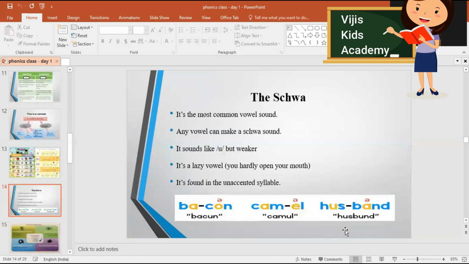It just says some other vowel name. It makes some difference. When we are giving the sound, it will be weaker. We just open the mouth, but the sound will be different. The word lemon, camel, husband, like this we have lots of words. When we are reading the word, the schwa sound actually plays a major role in a word because we are hearing some other vowel sound. So they don't know the exact sound actually.